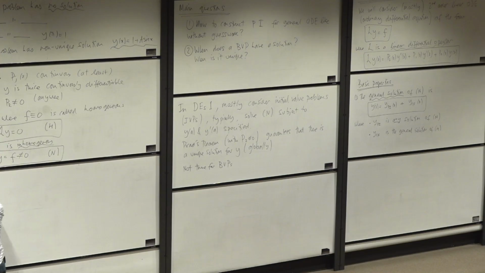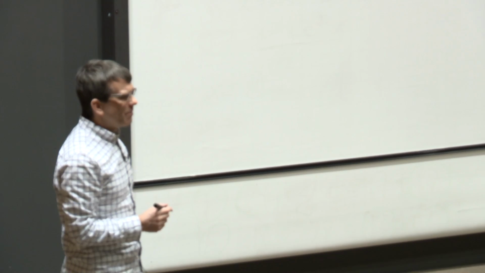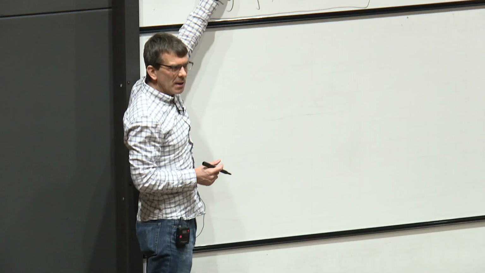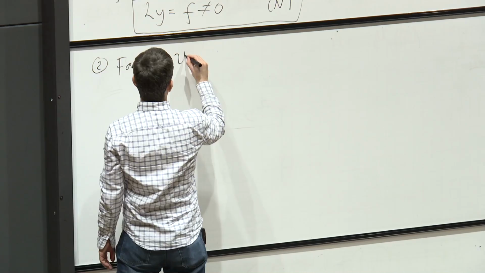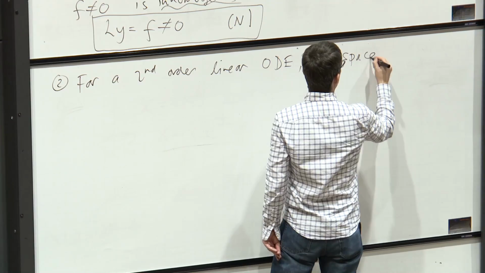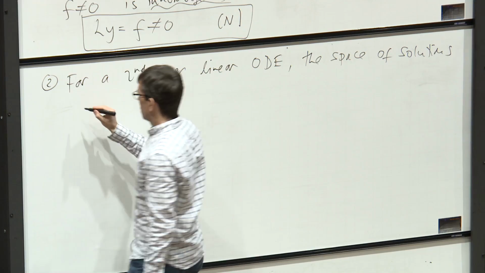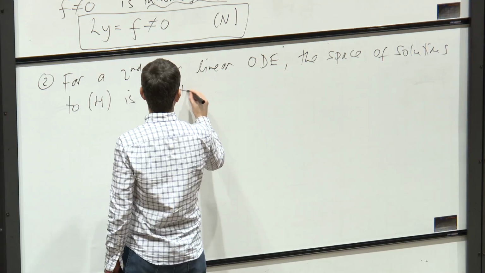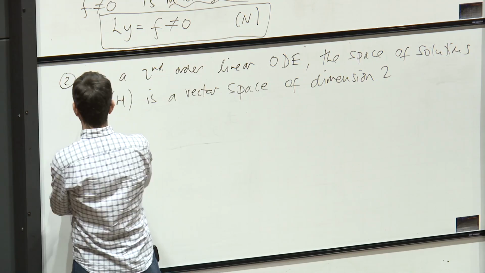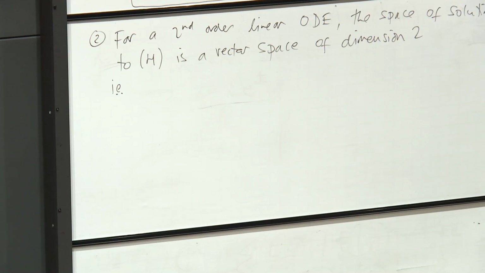So the second thing, what about that ycf thing, the complementary function? Well, for a second order linear ODE, the space of solutions of the homogeneous problem is a vector space of dimension 2. So what I mean by that is that the complementary function I can write just in terms of two basis functions, basically.